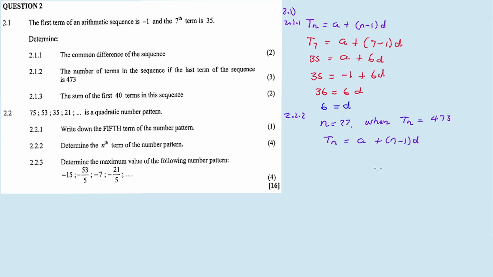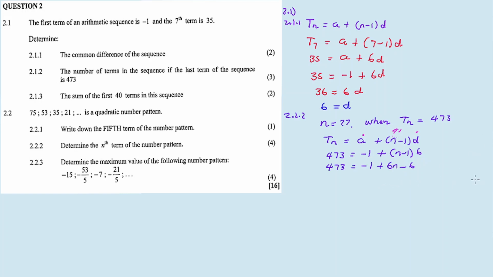Bheka, Tn is equal to A plus n minus 1 times D. I have D, I have A. Ngifuna the value for n. I have Tn, which is the last term. Siya substitute, it's 473 equal to -1 plus n minus 1 times 6, the common difference. Then I calculate for n kule equation. But first you solve for the bracket.